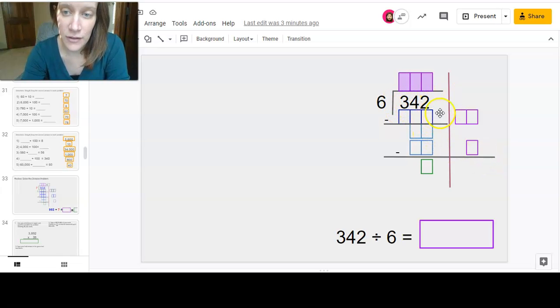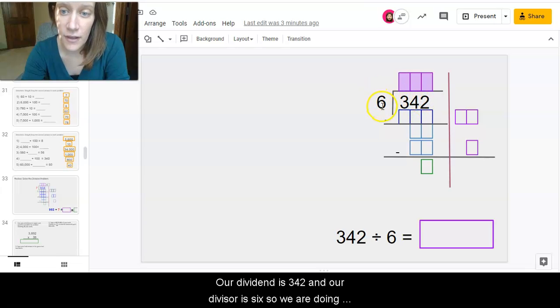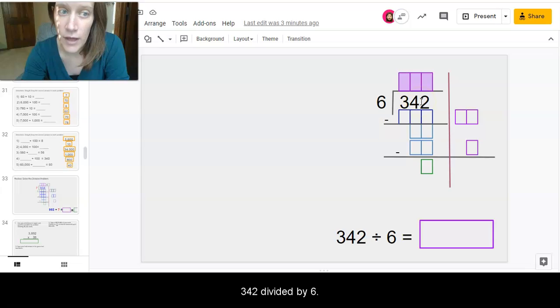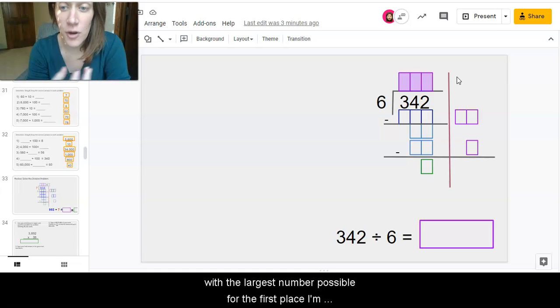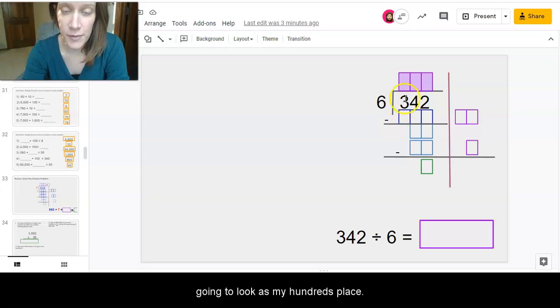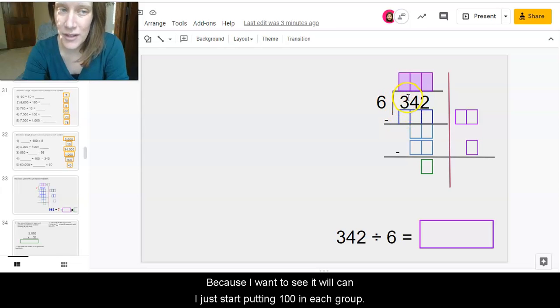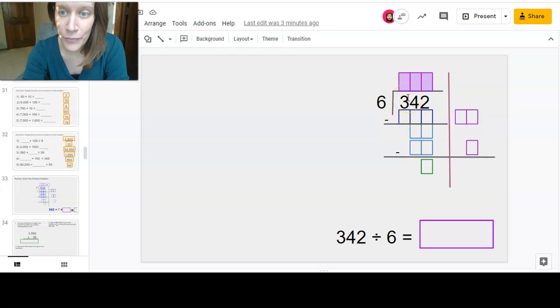The first thing we're going to do when we look at our division problem is look at our dividend. Our dividend is 342. And our divisor is 6, so we are doing 342 divided by 6. We always want to start splitting into our 6 groups with the largest number possible. So the first place I'm going to look is my hundredths place, because I want to see, well, can I just start putting 100 in each group?